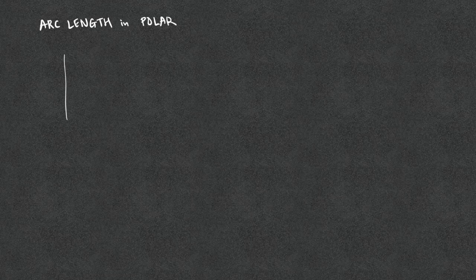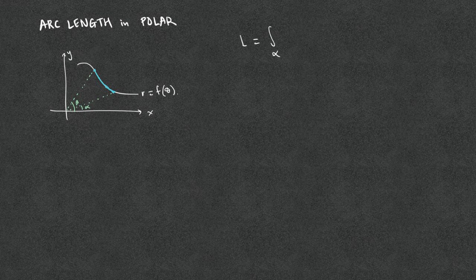Arc length in polar coordinates. We're interested in the length of the curve r equals f of theta, where theta is between alpha and beta. When working with parametric equations, we know that the arc length s is the integral from alpha to beta of the square root of (dx/d theta) squared plus (dy/d theta) squared, d theta. In this case, theta is the parameter.